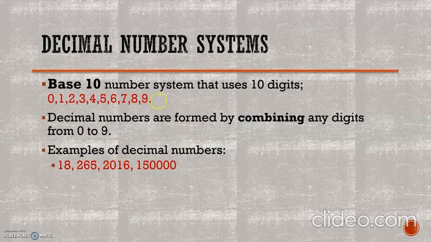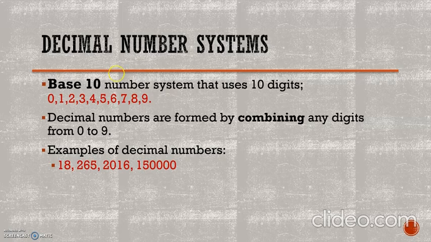The first one is decimal number system. This actually is the number system that we are using every day, so maybe I don't have to explain much about this. It is also called base 10 number system because it uses 10 digits, which is 0 to 9. And we form numbers by combining any of these digits from 0 to 9. For example, number 18 is formed by combining digit 1 and 8, and so on.